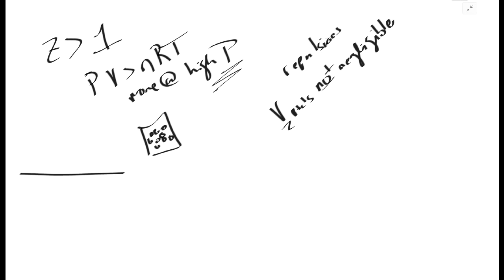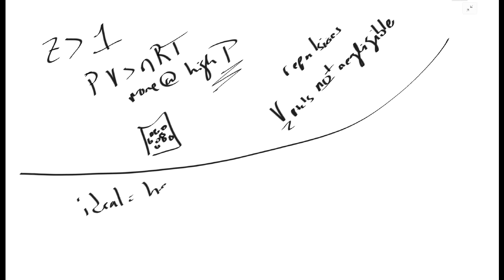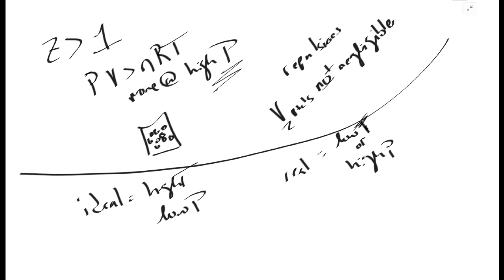So ideal equals high temperature, low pressure. Real is equal to low temperature or high pressure. Okay. So those are the two regions where you can see deviations from ideal behavior. And low temperature means Z is going to be less than 1. High pressure means Z is going to be greater than 1. So you're going to see ideal behavior at high temperature and low pressure.